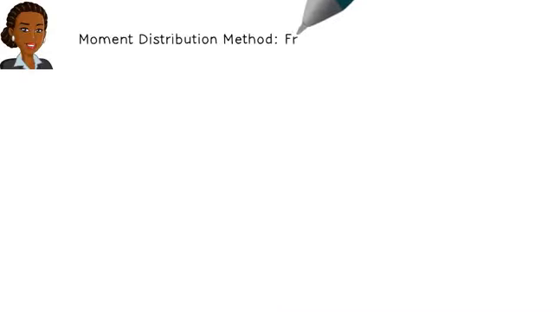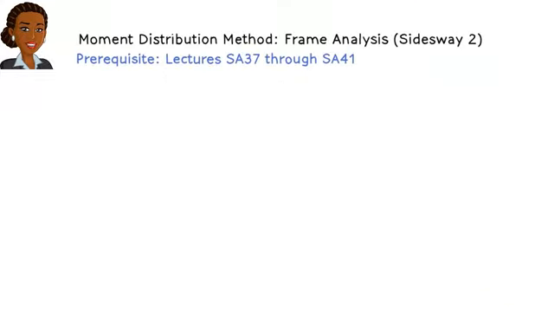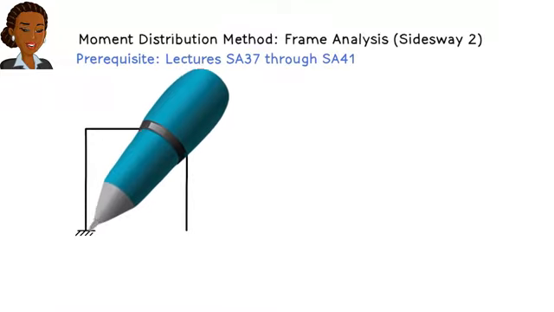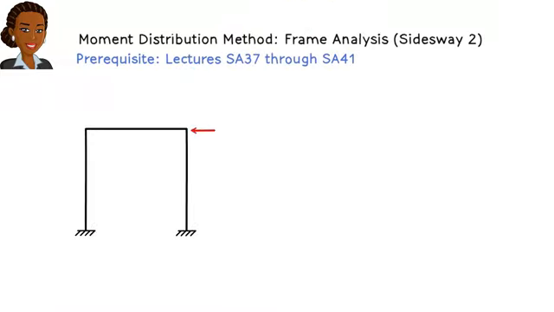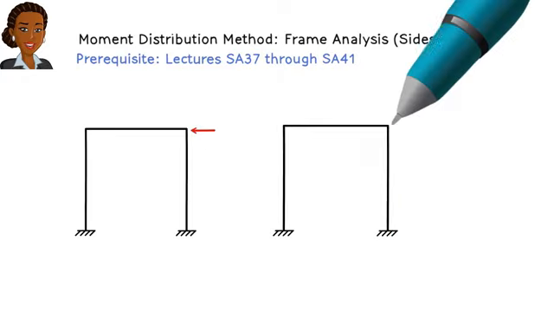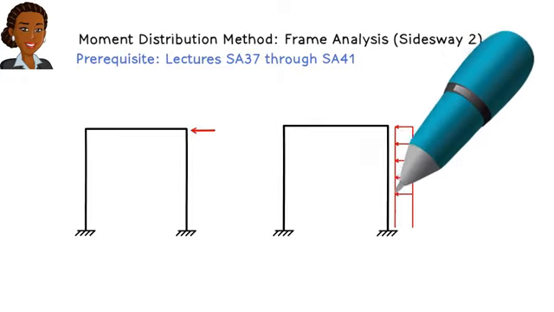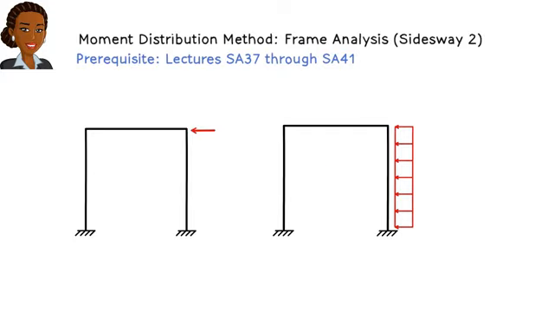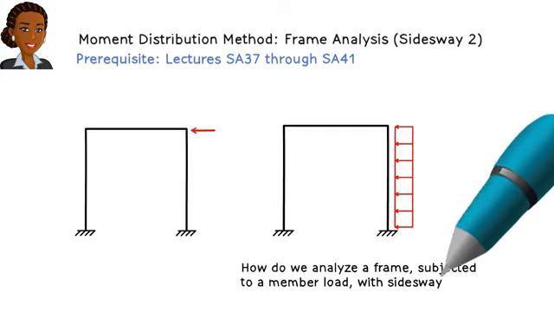In the previous lecture, we showed how the moment distribution method can be used to analyze an indeterminate frame subjected to a horizontal joint load. What if, instead of a joint load, the frame is subjected to a member load, like this? How do we analyze the frame then?